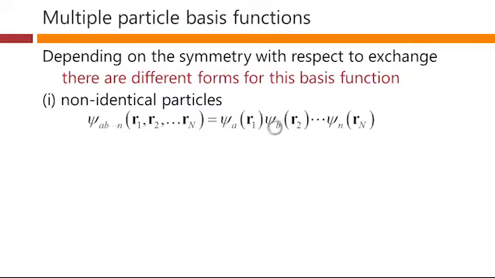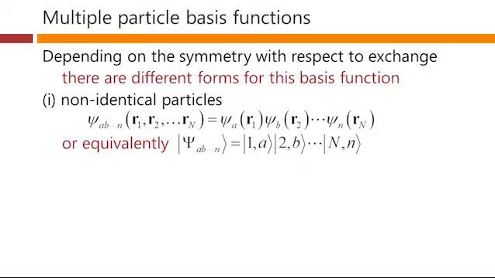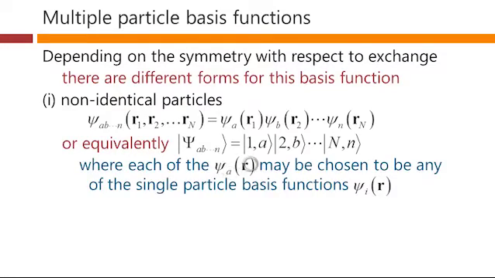And these states could be any of the allowed single particle basis functions for this class of particle. So this might be some electron in the lowest state of a potential well. This might be a proton in the second state of some other system. Equivalently, we could write this in Dirac notation like we've been using so far. This basis function, which we've just written as an ordinary product here, would be the product of these kets. So as I said, each one of these psi A of R may be chosen to be any of the single particle basis functions for this system, since these are non-identical particles and there's no Pauli exclusion and there's no requirement for symmetrizing with respect to exchange.